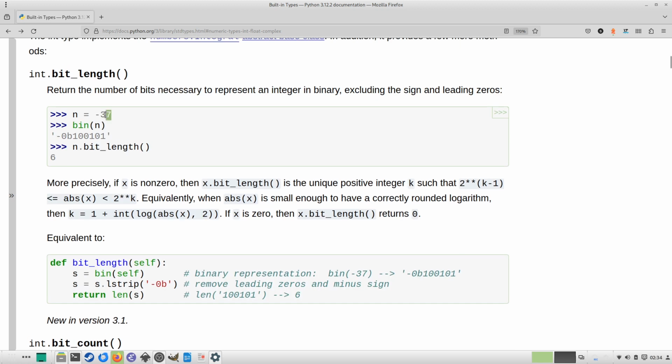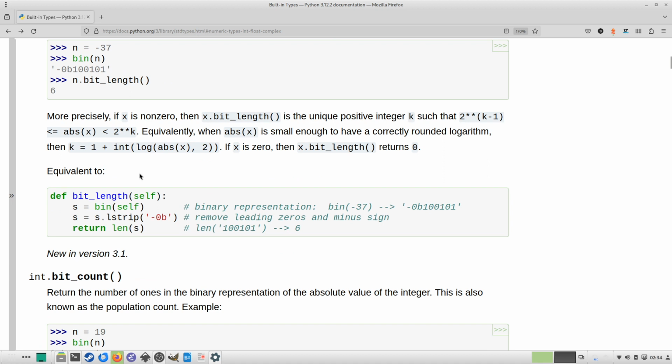Now if you see 37, then the absolute value of x would be 37, and when you take log of that with base 2, it will be 5 point something, because 2 to the power 5 is 32. So this will return a fraction, and when converted to integer, it will become 5. So int will give 5, plus 1 is 6. So that is the formula. So this function is equivalent to: you convert it to bin, you lstrip the minus and 0b, and then return the length of this string.